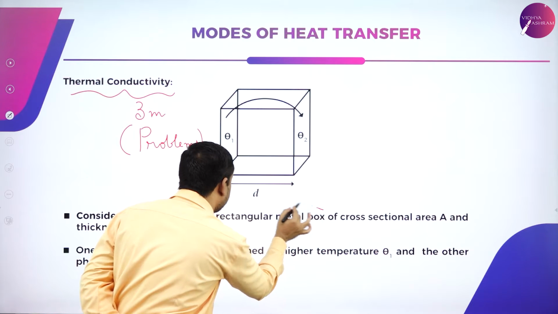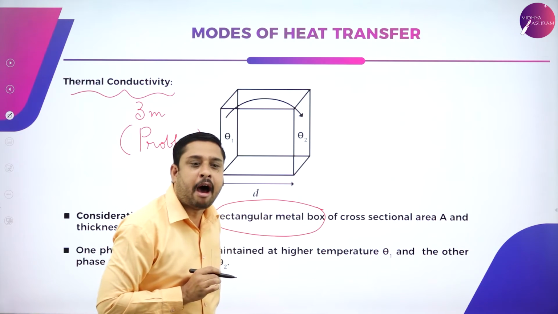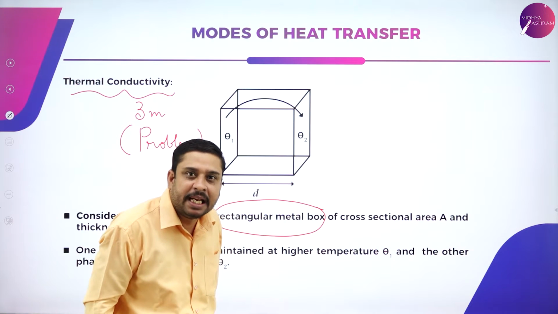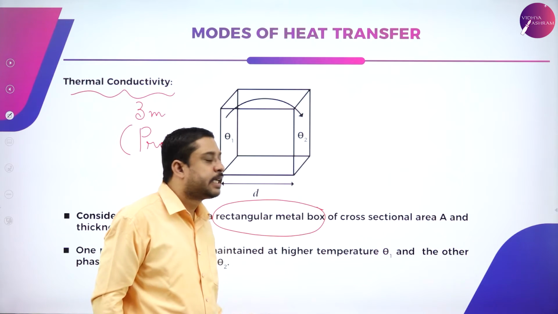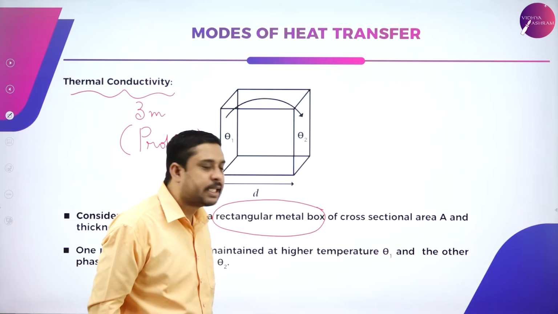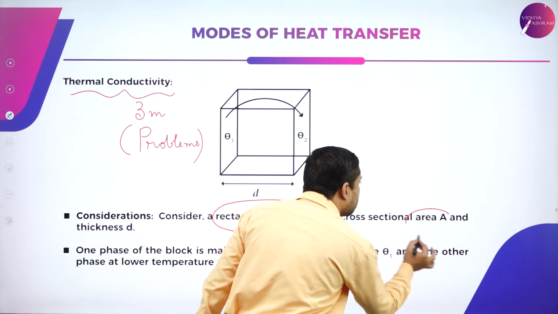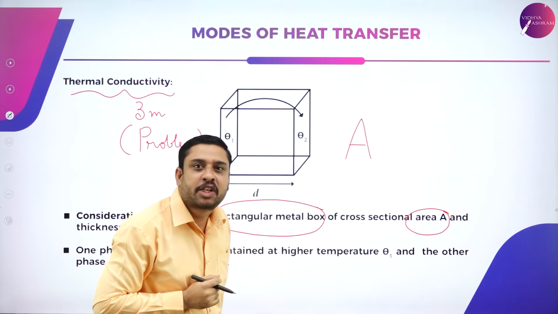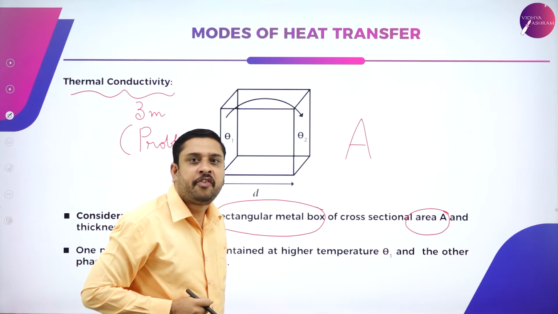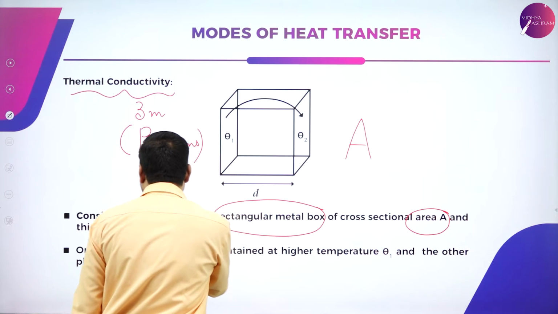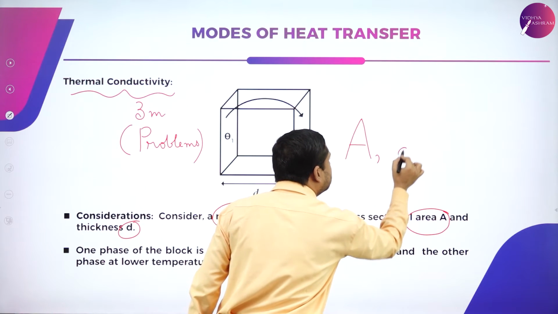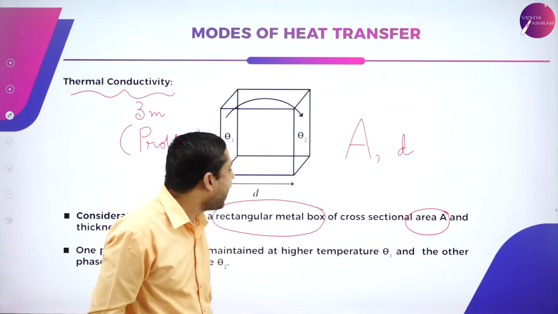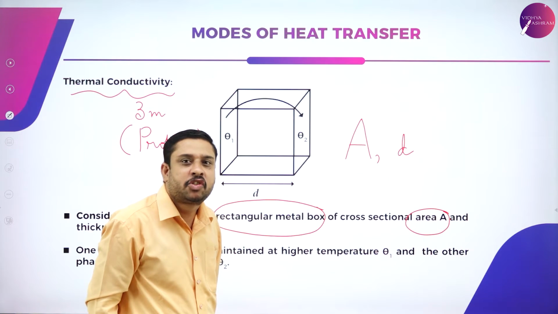I'll consider a rectangular metal box, a rectangular metal block, of cross-sectional area A. So A is the cross-sectional area of the block, and D is the thickness of the block. A refers to the cross-sectional area. D refers to the thickness.